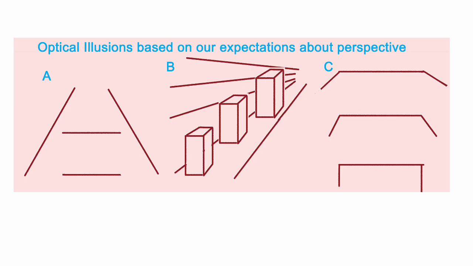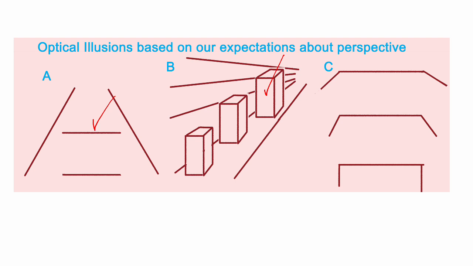The look of perspective is ingrained in us. Some optical illusions exploit this, so we misinterpret the sizes of elements in the image. In A, the upper horizontal line looks longer than the lower one, even though they're the same length. In B, the upper box appears larger than the lower one, even though they're the same size.